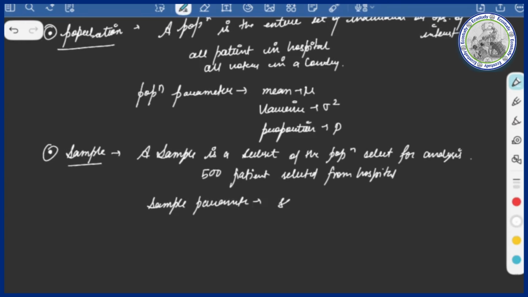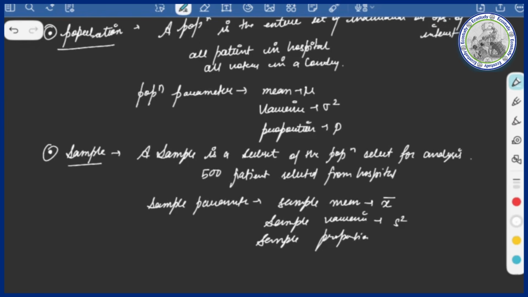Now what are the sample parameters? Sample parameters will be the sample mean, that is x bar; the sample variance, that is small s square; and the sample proportion, that is small p. Now we will come to the sampling distribution.